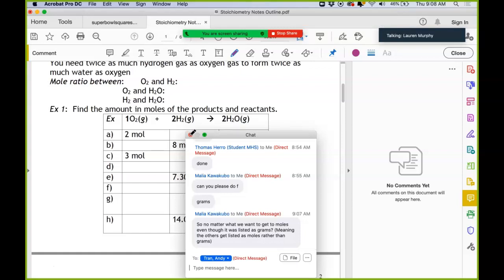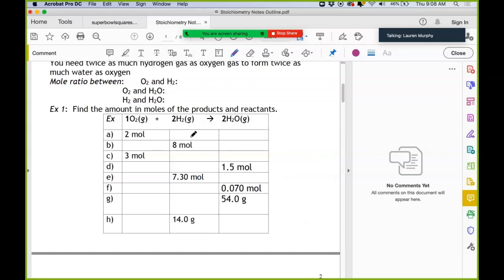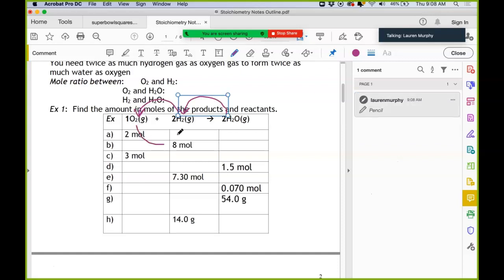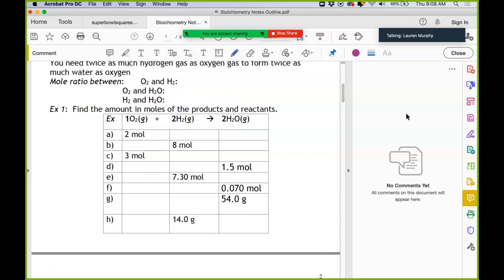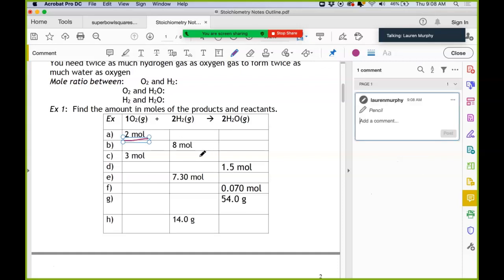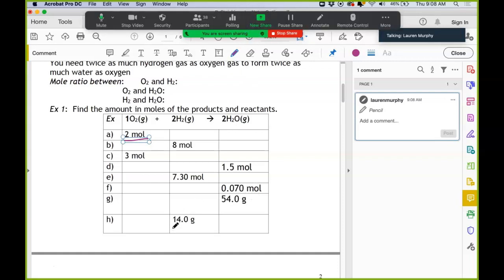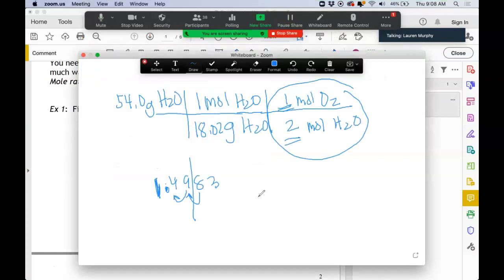So no matter what, we want to get to moles, even though it's listed in grams, because in order to jump around from different substances in a chemical reaction, you have to use mole ratios, and you can't use mole ratios unless you're in moles. So if you start in moles, you have like a head start. But if I start you in grams, you have to do a little bit more work. It's an extra step. So let's try this one. 14 grams of hydrogen gas.